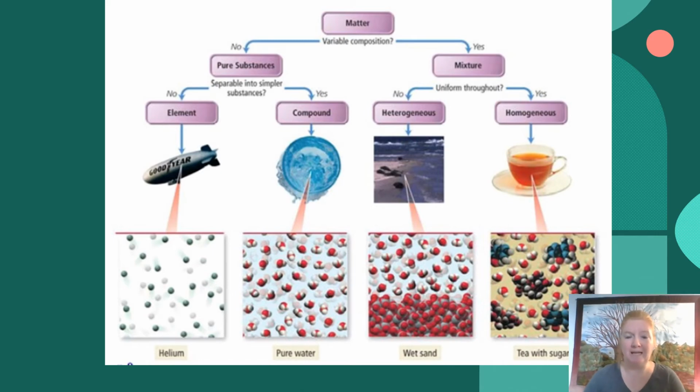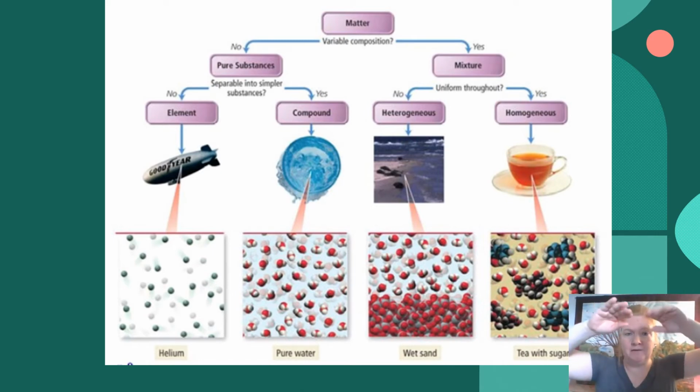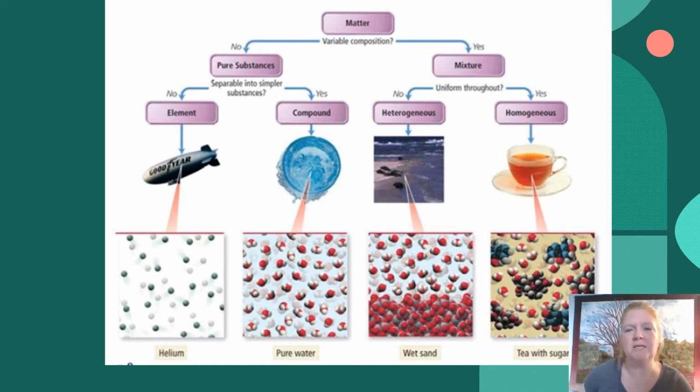Okay, so again, just to summarize, remember matter is divided into pure substances and mixtures, right? Pure substances are divided into elements and compounds. Mixtures are divided into heterogeneous and homogeneous. And you could see, if you look at the questions, the question says, does the matter have variable composition? Yes, then you're talking about a mixture. If not, you're talking about pure substances. When we're looking at mixtures, is it uniform throughout? Yes, homogeneous. If not, heterogeneous.